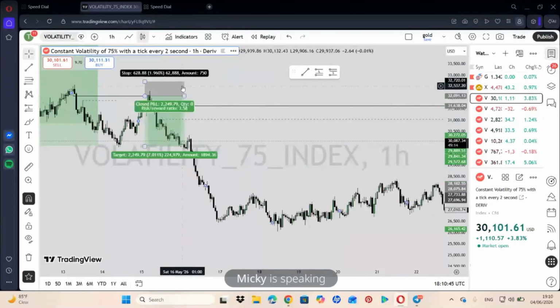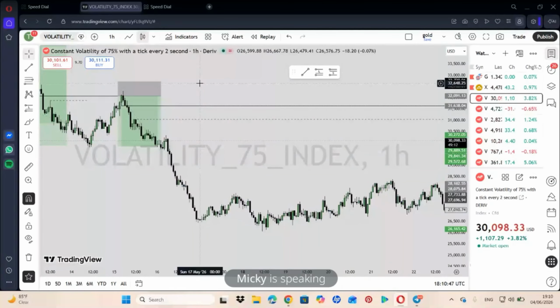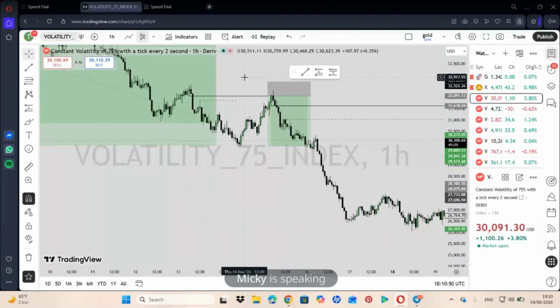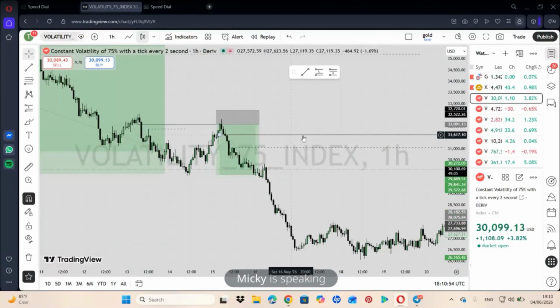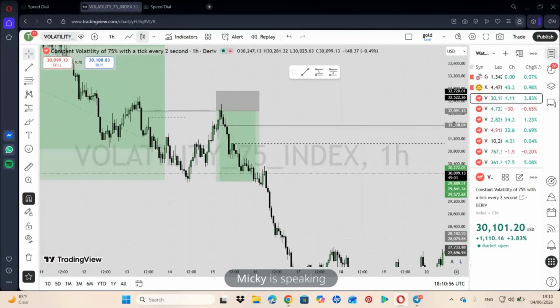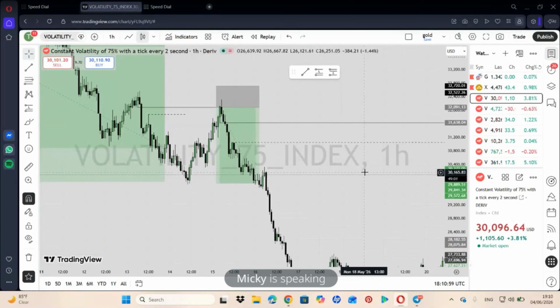Where should I start from? All right, so let me start with this one. Let me start with this setup right here. I will do a few setups, and then I'll also show you when there is no confirmation.